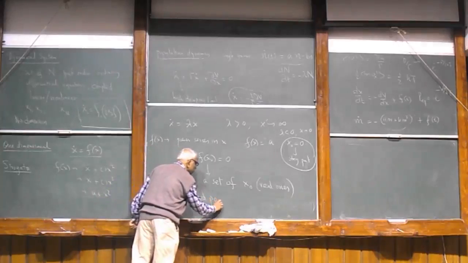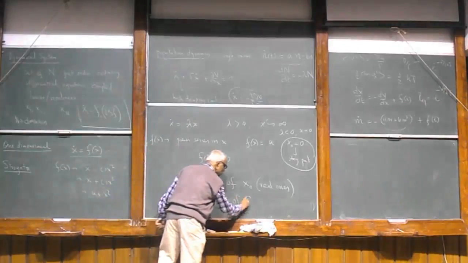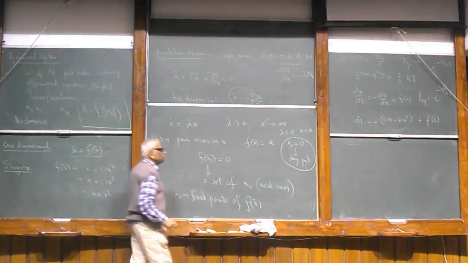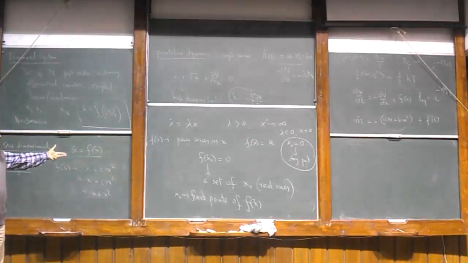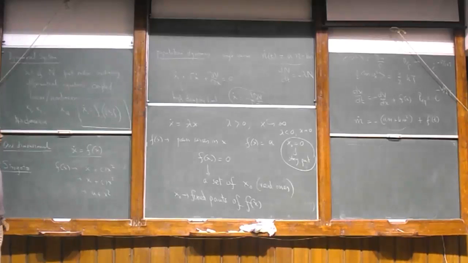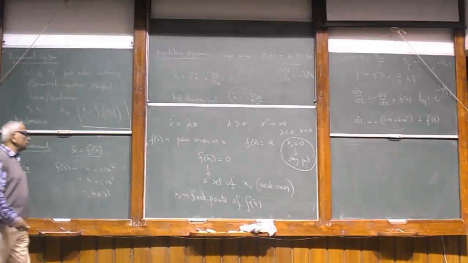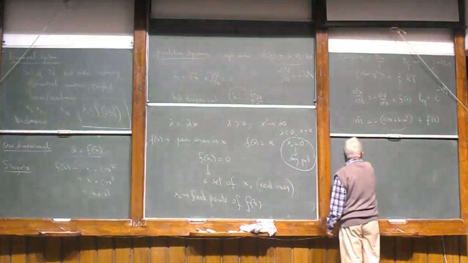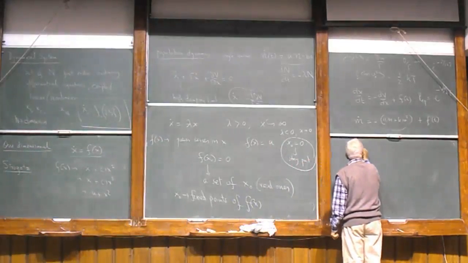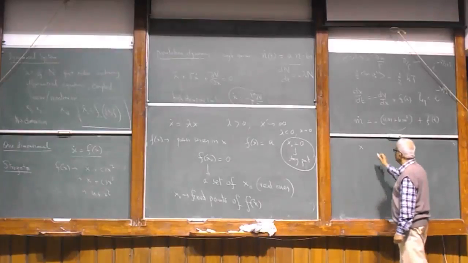x0 are fixed points of f of x, which means if you start out from there, you are not going to move it. If that's your initial condition, you don't move at all. And now comes the next question. What if I start in the vicinity of it?